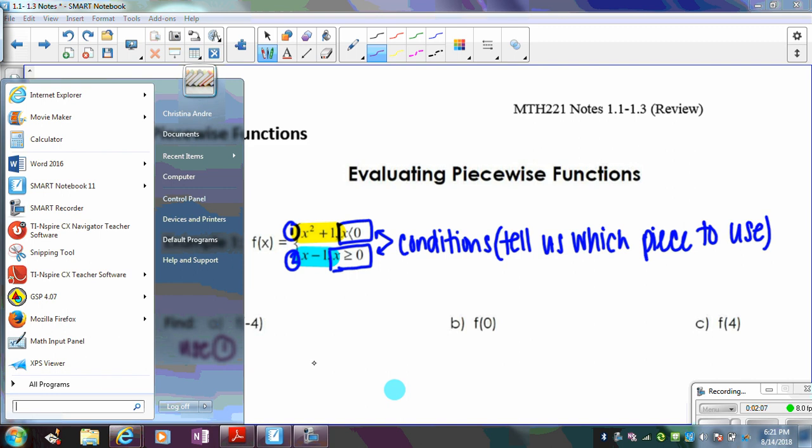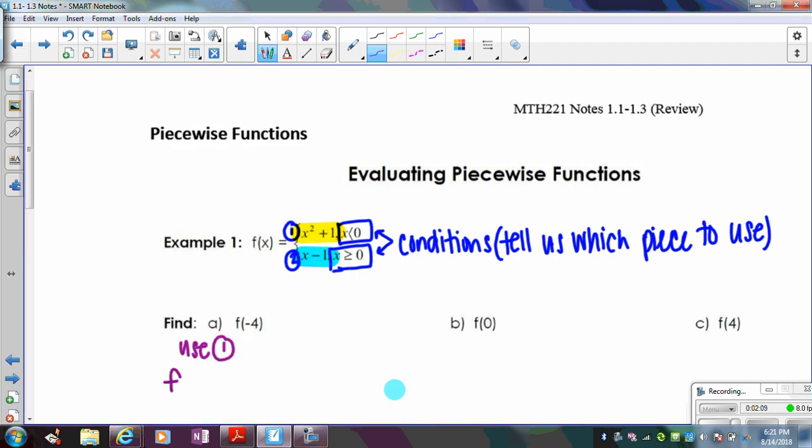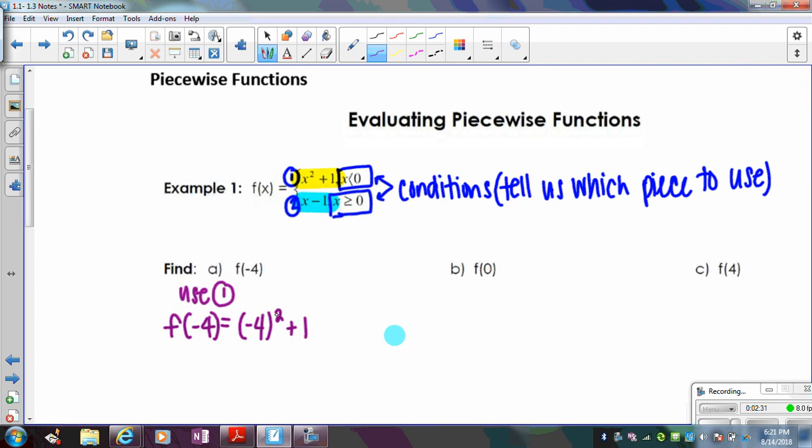So when I go to plug in, I'm going to have f of -4 equals, and I'm plugging right into the yellow. I'm choosing number 1 because -4 was less than 0. So I'm going to put my parentheses plus 1. My input is -4, so I go ahead and input that in. We end up with -4 squared, which is going to be 16. Remember to put that in parentheses if you're putting that in your calculator, because it's a negative times a negative. Plus 1 gives me 17. So there's the first one.